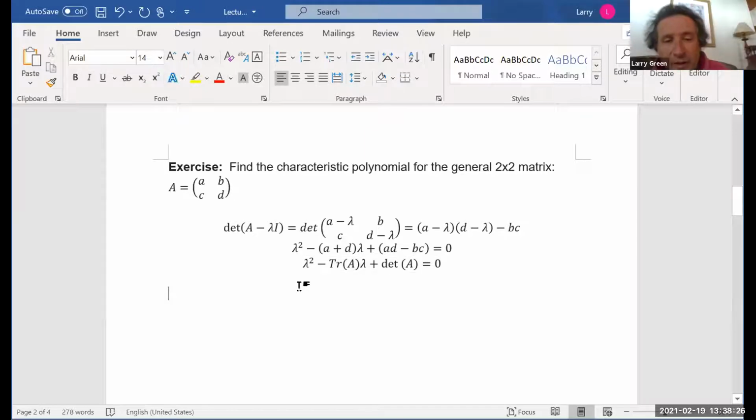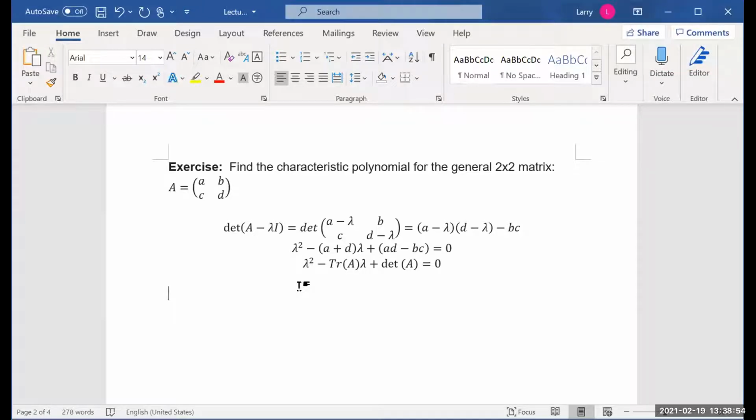So this is a very important formula, and it's not that hard to remember. That's what I like about it: when you have a 2 by 2 matrix, the characteristic equation is lambda squared minus the trace of A times lambda plus the determinant of A. By the way, does this always have a solution? What do you think?